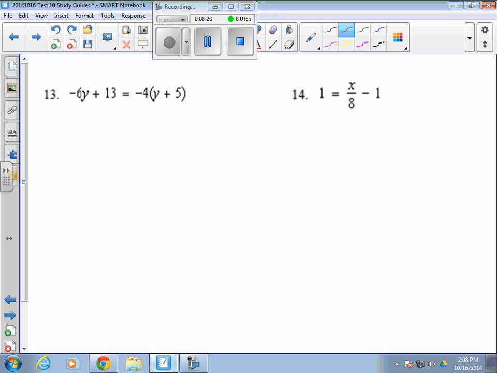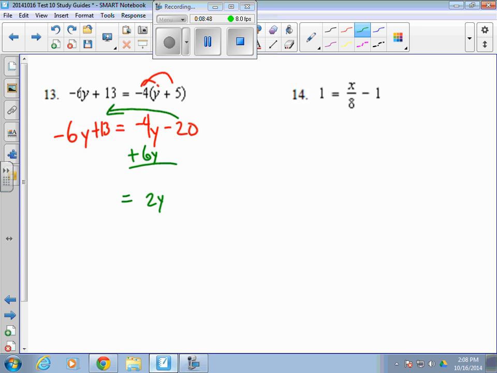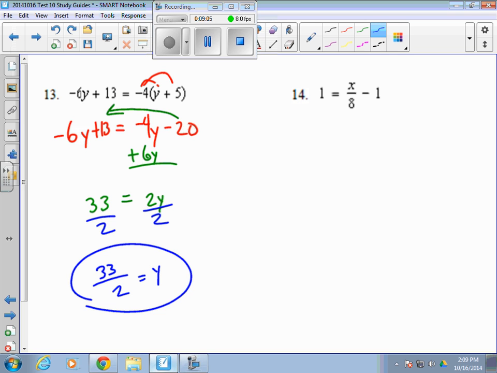Negative 6y plus 13 equals negative 4 times y plus 5. Distribute. Negative 4 times y, negative 4y. Negative 4 times 5, minus 20. Now it just turns into a problem like number 12. Negative 6y plus 13. We'll do it a little bit quicker. Move your smaller negative 6y over by adding 6y to both sides. It gives you 2y. Move your negative 20 to the other side by adding 20 to both sides. 13 plus 20 is going to be 33. Undo 2 times something by dividing. There's no number that goes into both of those. So 33 over 2 is going to be your simplified version.